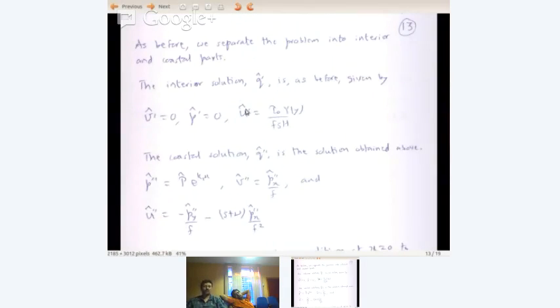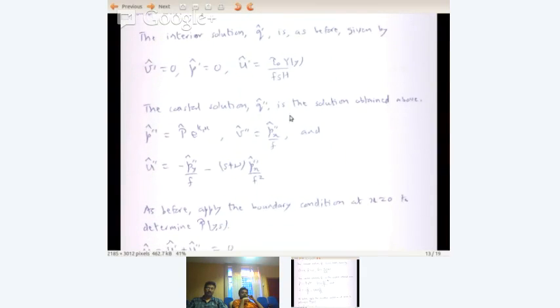We proceed as we have always done. As before, separate the problem into interior and coastal parts. The interior solution is as before given by v prime hat equals 0, p prime hat equals 0, and u prime hat is tau naught by f s h into y of y. This is just going to be the equivalent drift. So once again, ahead of the Rossby wave, you have only the equivalent drift. That's the interior solution. When you come to the coast, you have to cancel the equivalent drift, and that forces a coastal solution, which is obtained by solving the homogeneous equations.